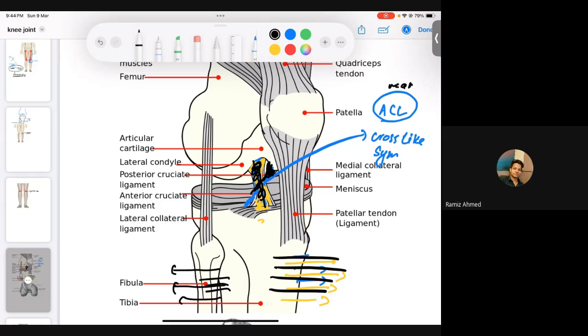Then we discussed we have the posterior cruciate ligament. If I'm moving the tibia back, the posterior cruciate ligament is going to limit that movement of the tibia. Is that clear? Yes. Okay, perfect.